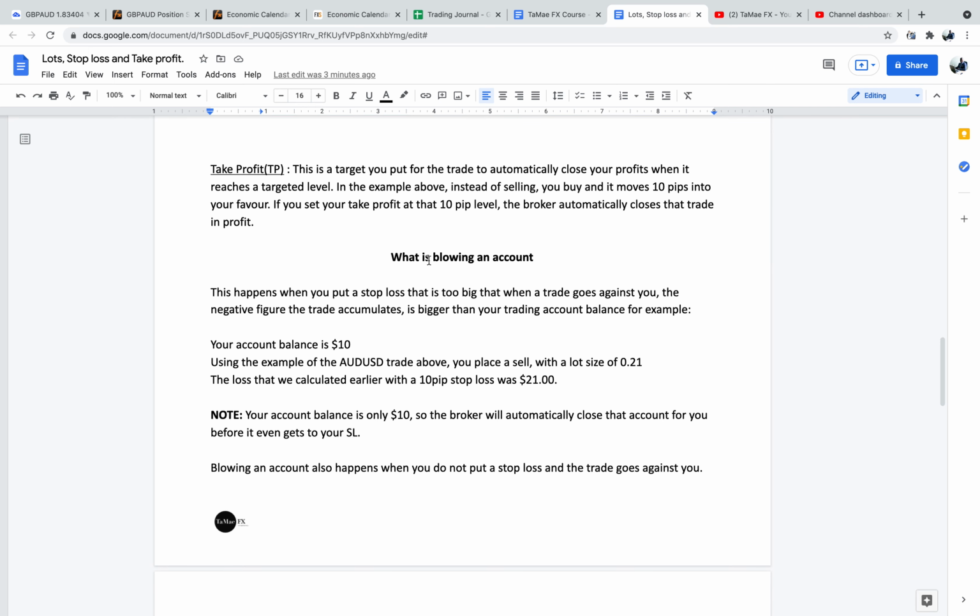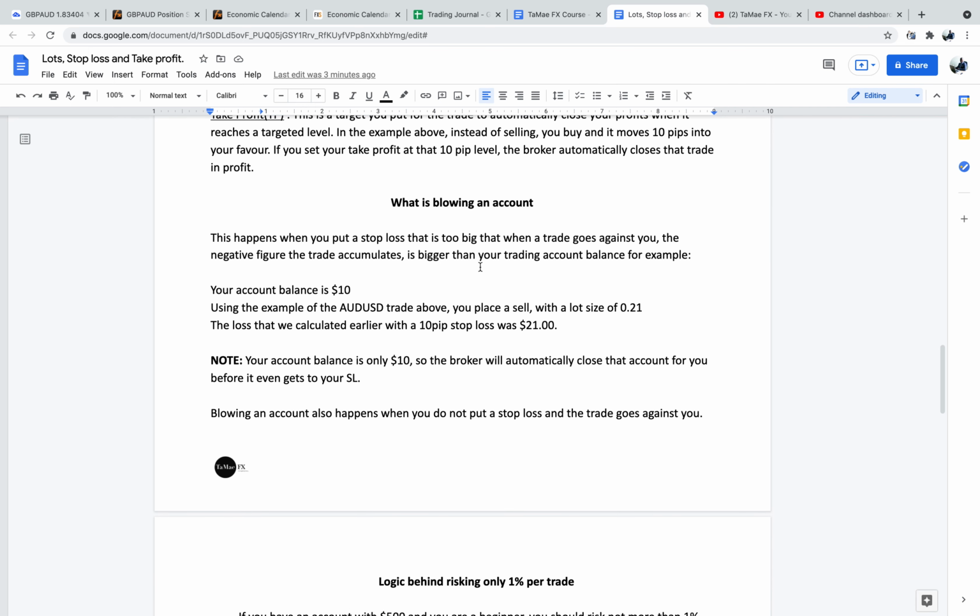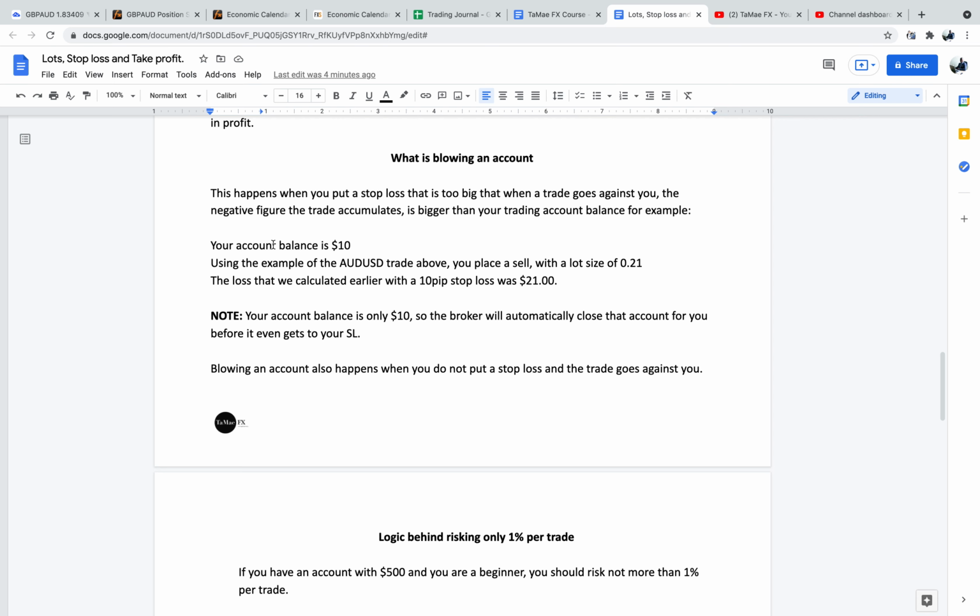Okay. What is blowing an account? Basically, blowing an account is when the stop loss that you put will get you a negative balance that is more than your account balance. If your account has $100 and your stop loss is $200, the broker will automatically close that account because you don't have sufficient funds. So that's what happens when you blow an account.